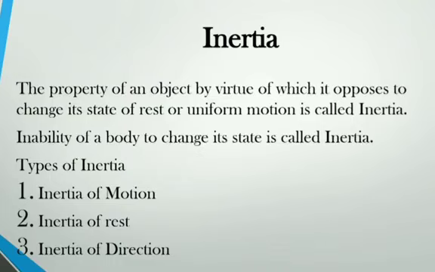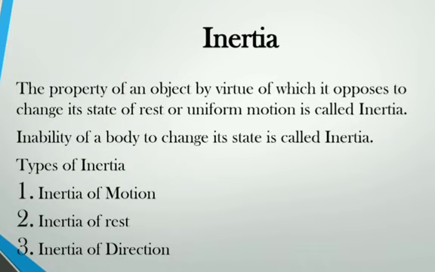So if the mass of the object is less, it offers less opposition. If the mass of the object is more, it offers more opposition. If the mass of the object is less, it offers less opposition to change its state. Okay, inertia is mass dependent.